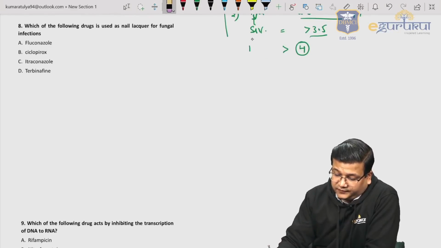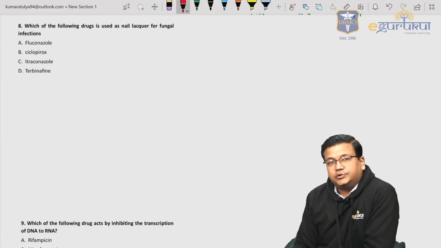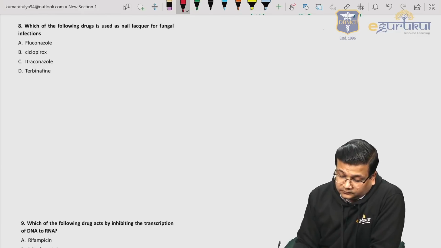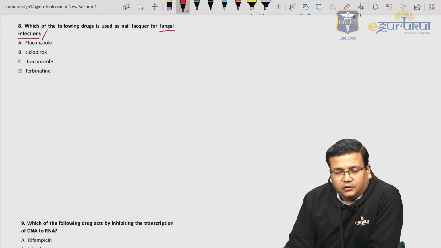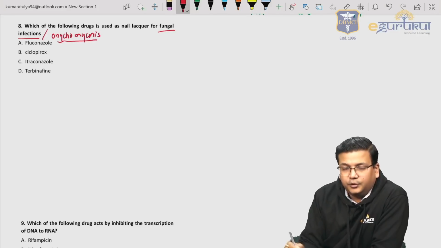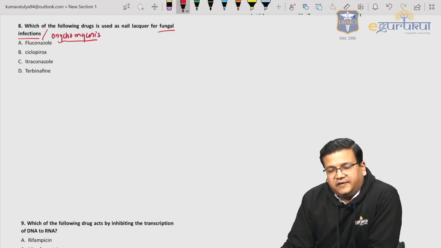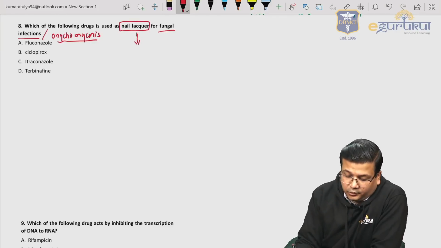Coming to the next question: which of the following is used as nail lacquer? Again, students have got it wrong. Fungal infections, sometimes in some of the recall based questions they have specified that this is onychomycosis. So we don't know exactly what was asked, but whether it is fungal infection in general or onychomycosis, the word here is nail lacquer. Nail lacquer, that we have to understand. Nail lacquer in simple language is a nail polish. In layman's terms, it is a nail polish.